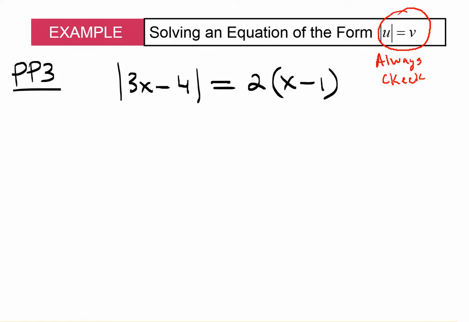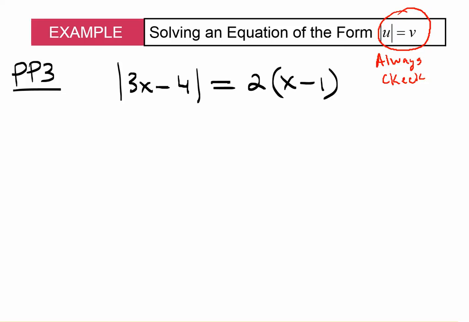In this case, you always have to check. There's no way around it here. Once you solve for the solutions, they are only potential solutions. You've got to plug them in to make sure they work. So again, always check for this case.